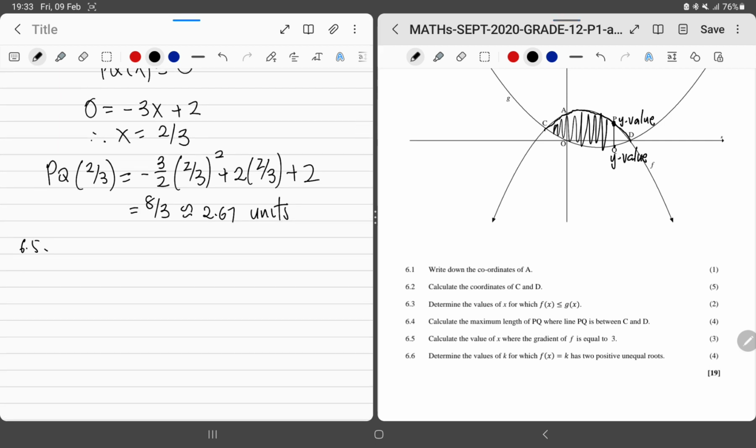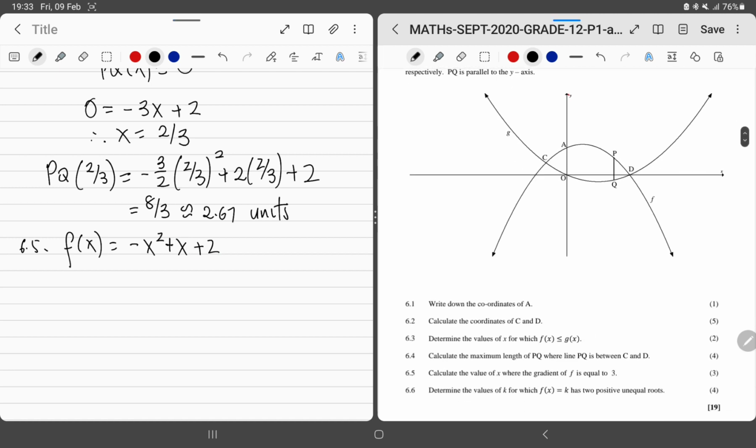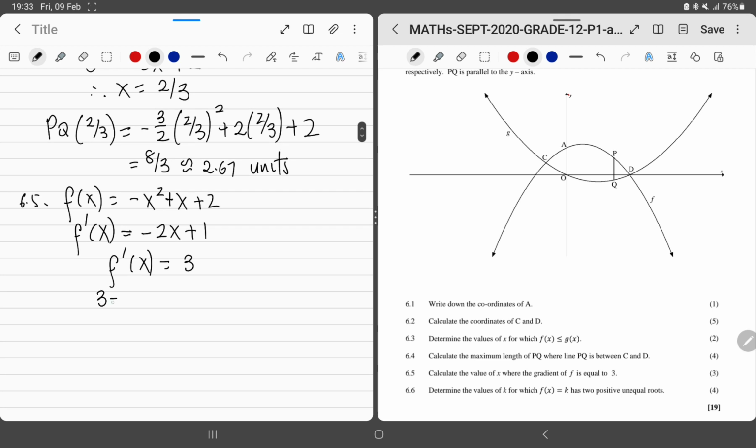6.5. Calculate the value of x where the gradient of f is equal to 3. f(x) is equal to negative x squared plus x plus 2. In order to find the gradient, I must find the derivative. This is minus 2x plus 1. And then they are telling me that the gradient is equal to 3. So 3 is equal to minus 2x plus 1. So x is equal to negative 1.